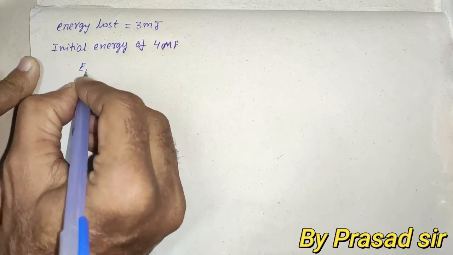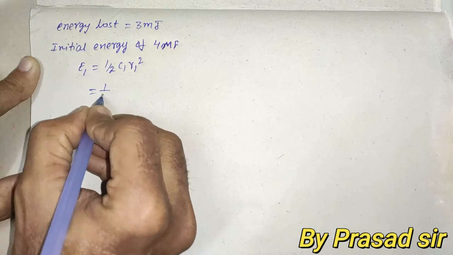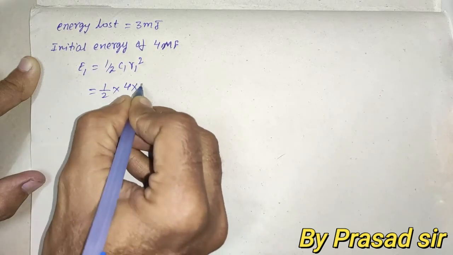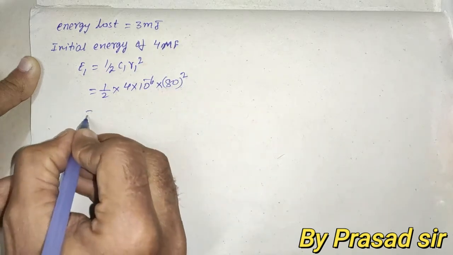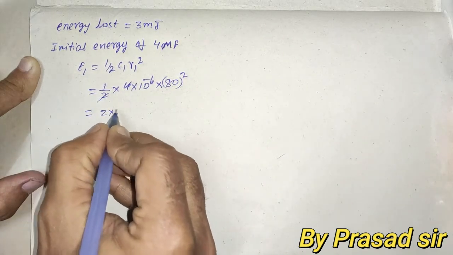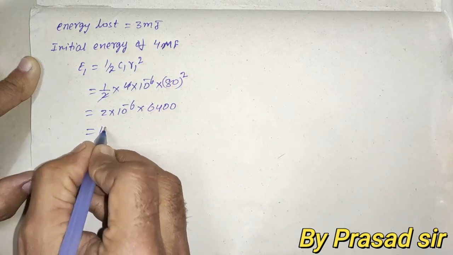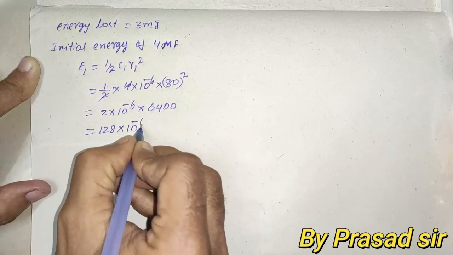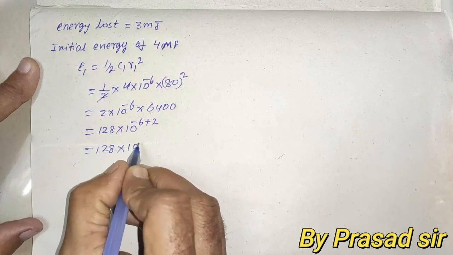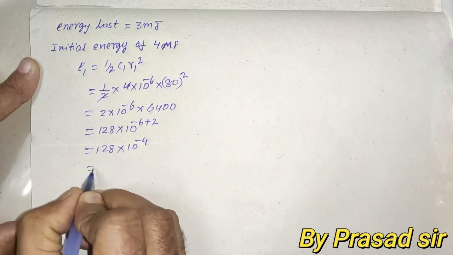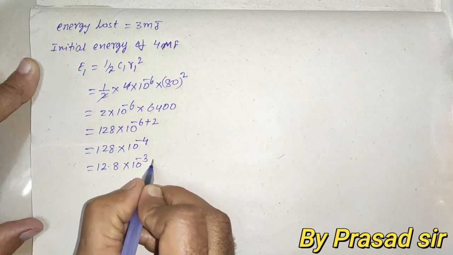That is E1 is equal to half C1 V1 square. So that means half into C1, 4 into 10 to the power of minus 6, V1 is nothing but 80 whole square. That is 2 into 10 to the power of minus 6, 6400. That is nothing but 128 into 10 to the power of minus 6 plus 2. That is 128 into 10 to the power of minus 4. So here this can be calculated like this, 12.8 into 10 to the power of minus 3 joules.